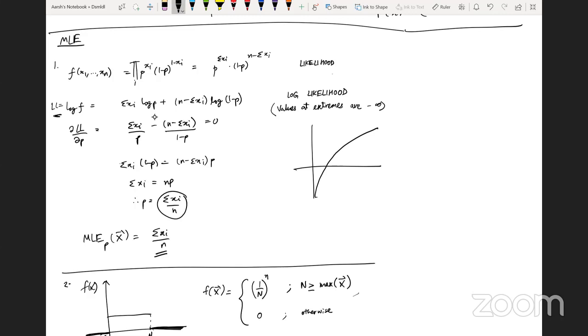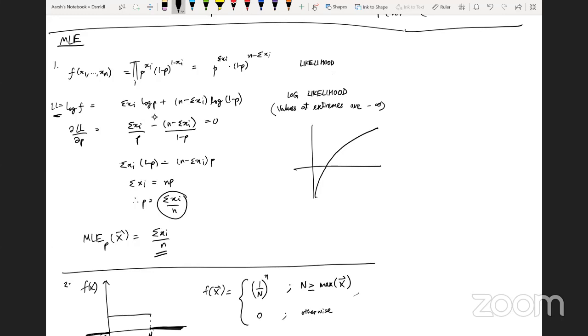Right? Now we want to find the value of p which will maximize this function. So we differentiate it with respect to p, and we get summation xi times the derivative of log p, which is 1 over p, and the derivative of log(1 minus p) is minus 1 over (1 minus p). If you calculate the derivative and equate it to 0, we get this expression. And from here we get the MLE for p is summation xi over n.